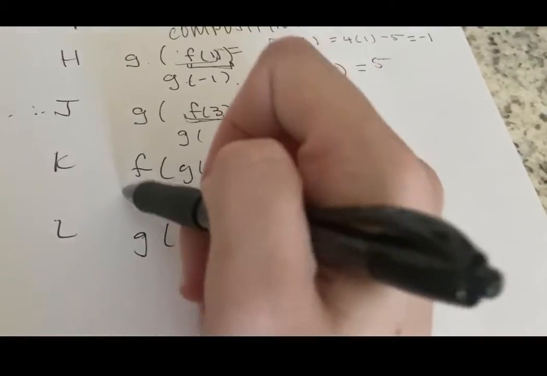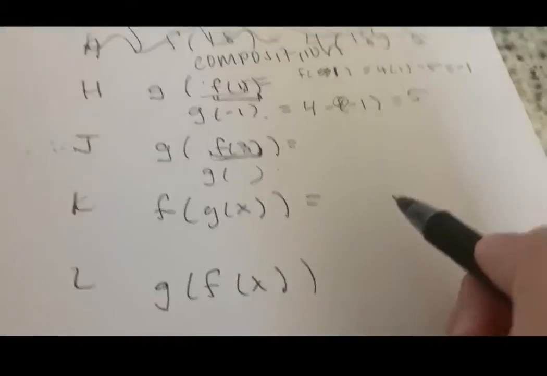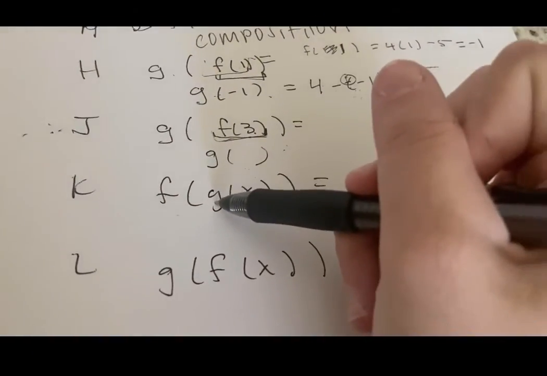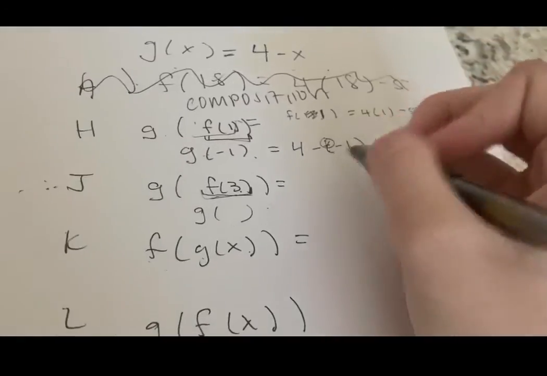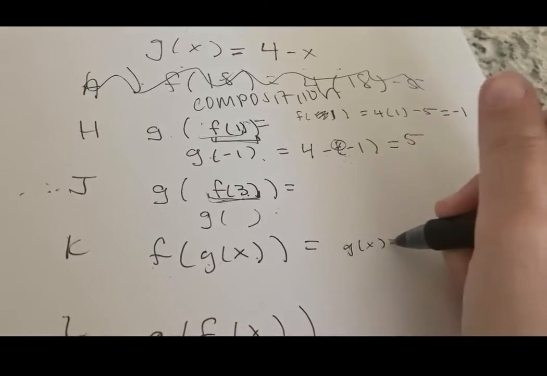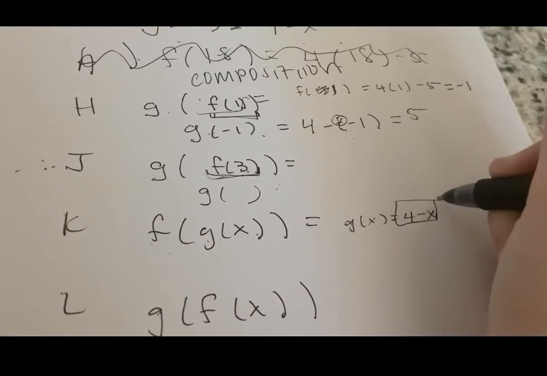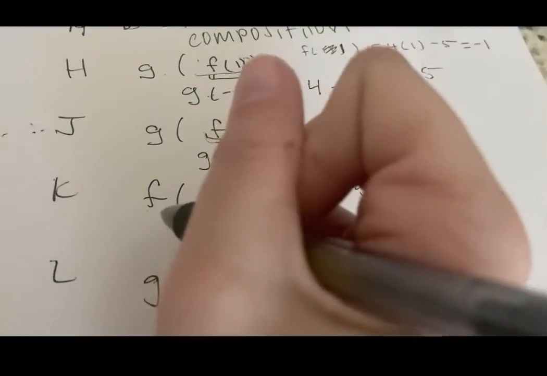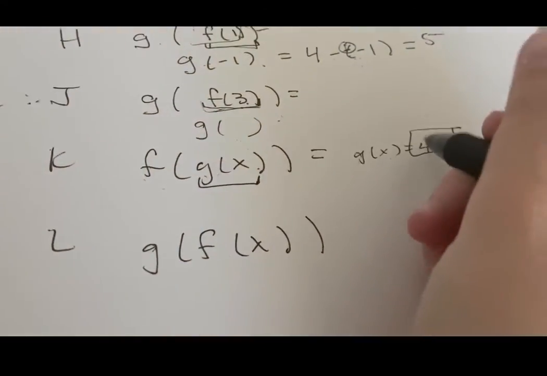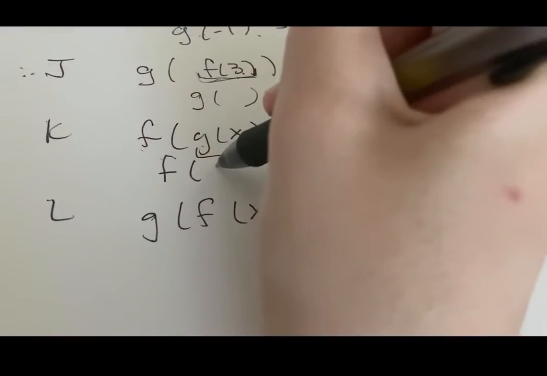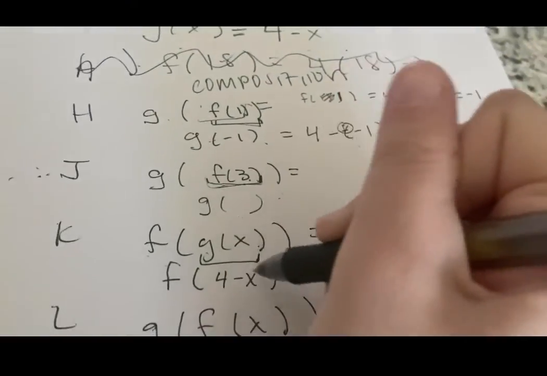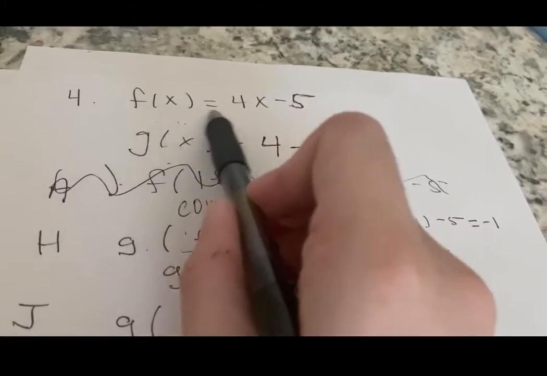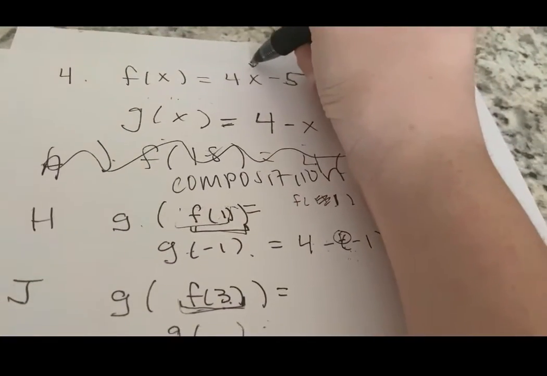So next, let's do k. K is more general. I have my g function inside of my f function. My g function was just 4 minus x. I'm going to replace the whole g function with that amount. So I'm now going to do f of 4 minus x, this whole thing together, and plug all of this into my f function.